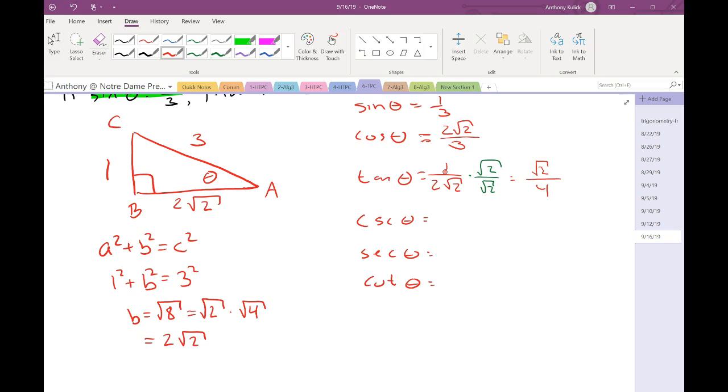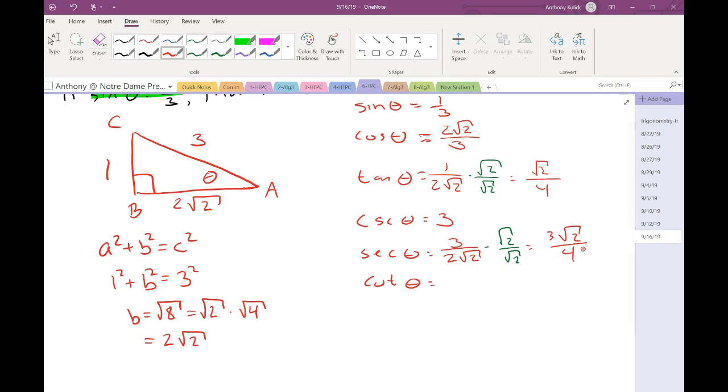Cosecant is the reciprocal of which one? Sine. So the reciprocal of 1/3 is 3. Secant is the reciprocal of which one? Cosine. So I can write secant is 3 over 2 square root 2. But I'll need to rationalize that denominator just like we did before. Good. 3 square root 2 over 4. That's correct.